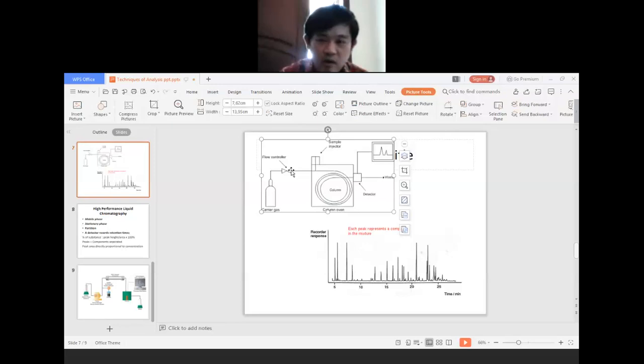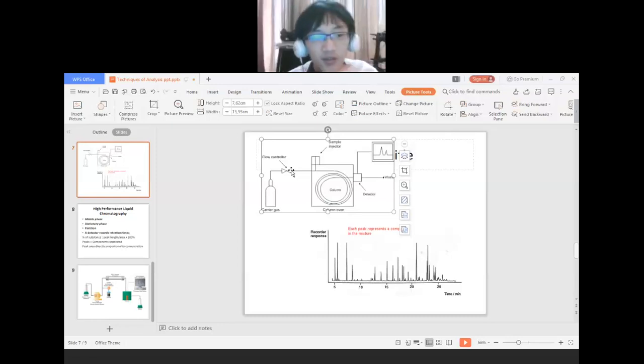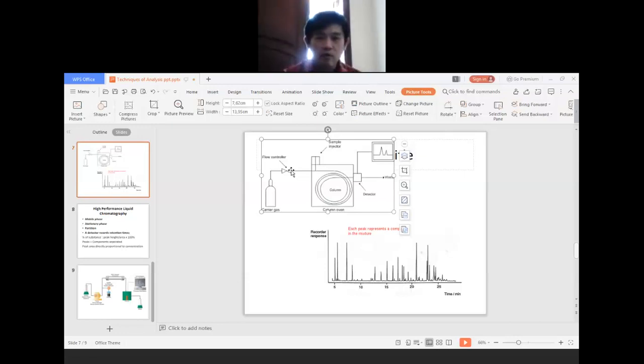Every time this TLC is used, there must be time for cleaning. Every time after running the test, this column must be cleaned, or we call it washing. Otherwise, the next result will be contaminated. If not washed properly, the result of the next test will have a lot of error.